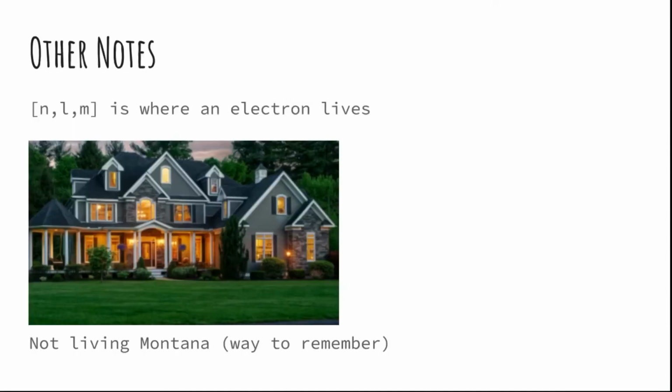Other notes to know, put in brackets here: n, L, and m is kind of where the electron lives, where it resides. So n, L, m, not living Montana, that's another way to remember it. n, L, m are the first letters of that phrase.